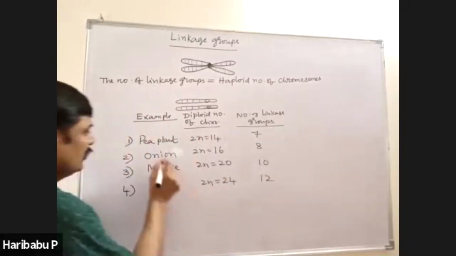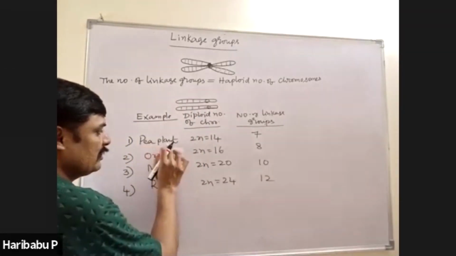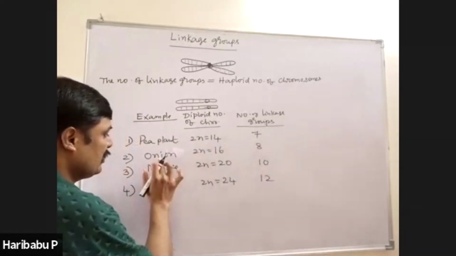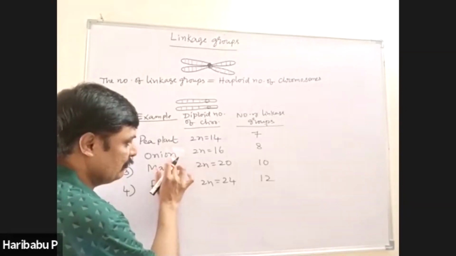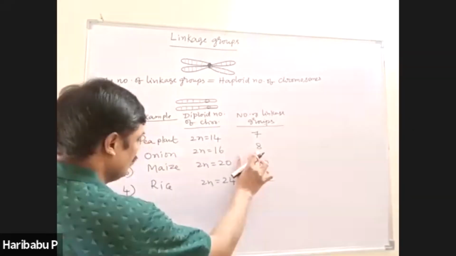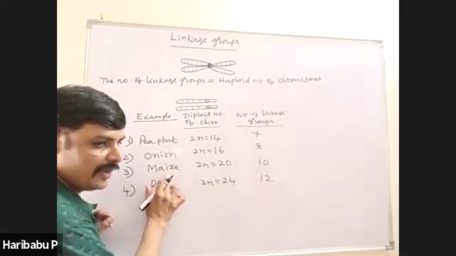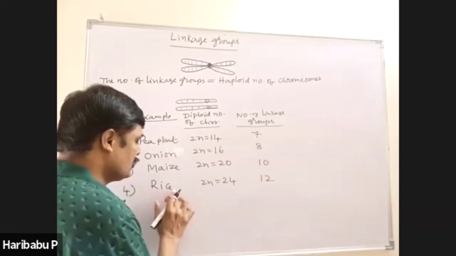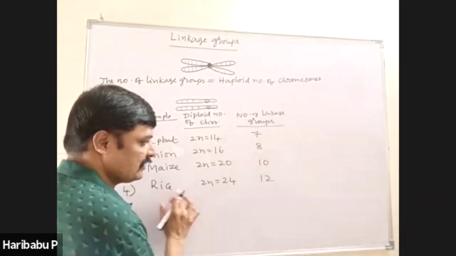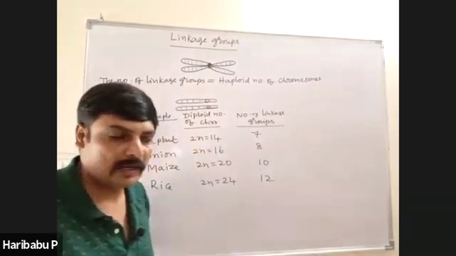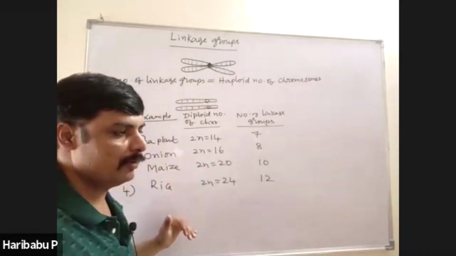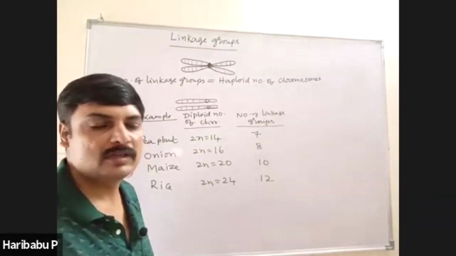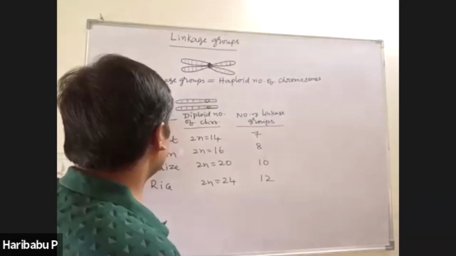Number of linkage groups in pea plant, that is Pisum sativum, 7. Number of linkage groups in onion, that is Allium cepa, 8. Number of linkage groups in maize, 10. The number of linkage groups in rice, that is Oryza sativa, 12. Like that, if you know the diploid number, its haploid number is equal to its number of linkage groups. This is true in case of plants.